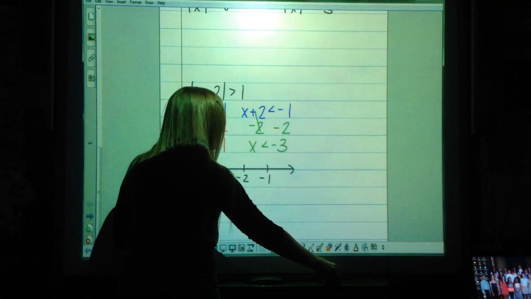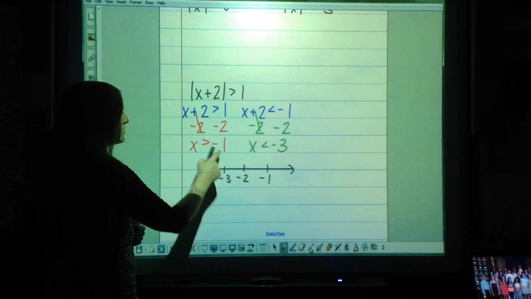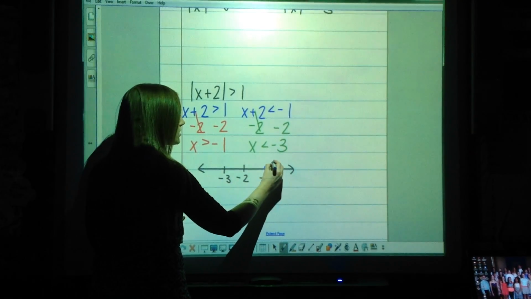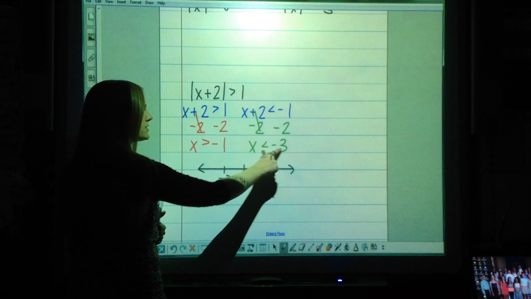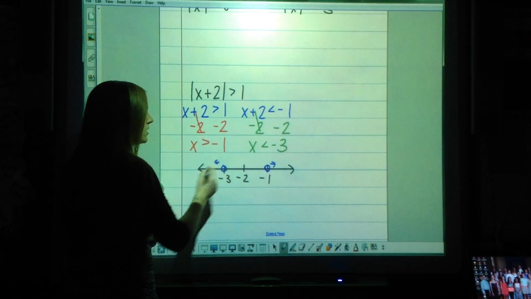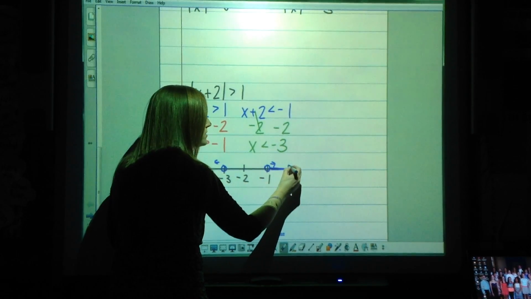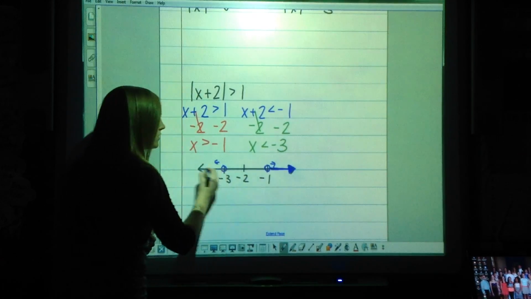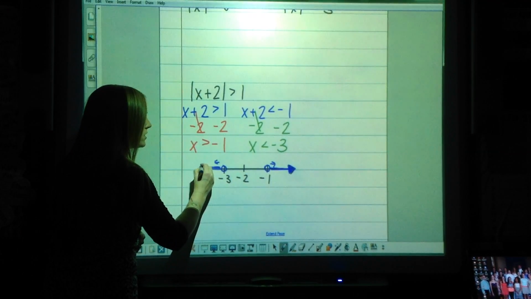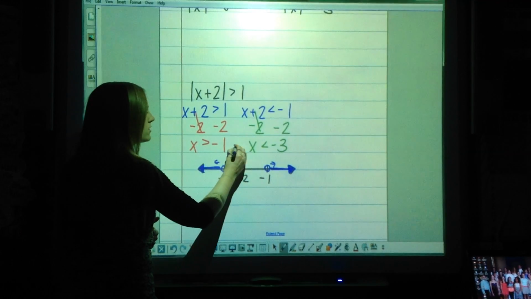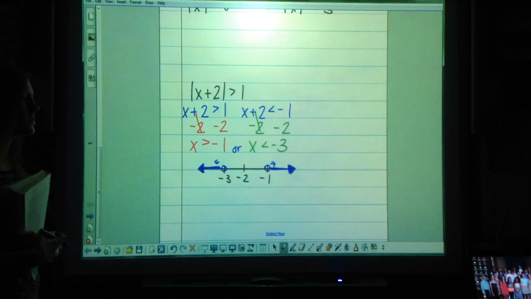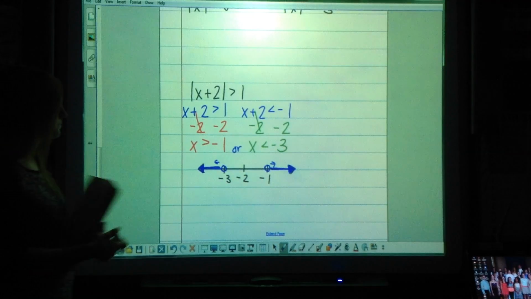Okay, so we have x is greater than negative 1. That means we're going to shade to the right. And x is less than negative 3. I see that this is shaded in opposite directions, so it's an or. To write my final inequality, all I have to do is write the word or in between those two.